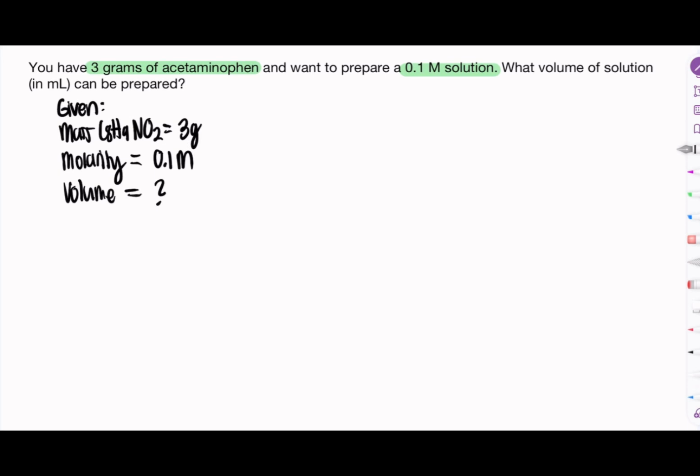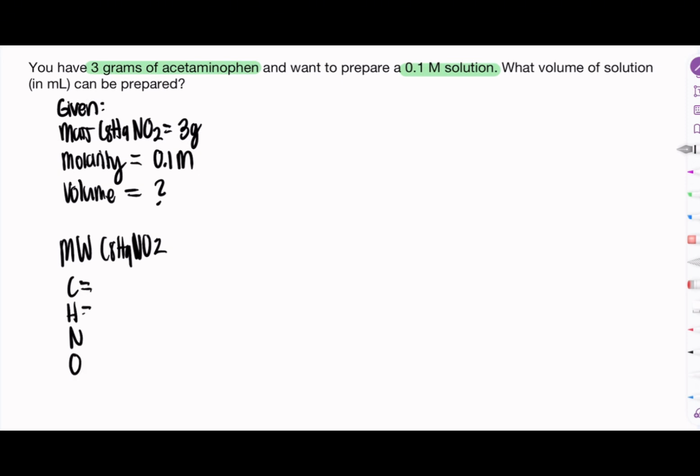Now, do we need to convert anything, or is there something we need to convert? Not anymore, because the numerator is already in grams and volume is still unknown. So let's try to solve for the molecular weight of our acetaminophen, or the solute. Molecular weight of C8H9NO2. Now, carbon, hydrogen, nitrogen, oxygen.